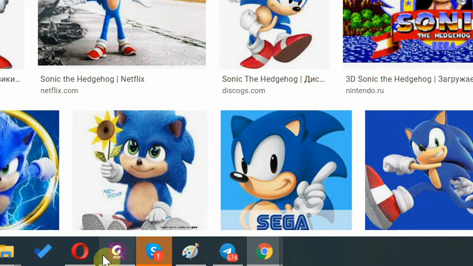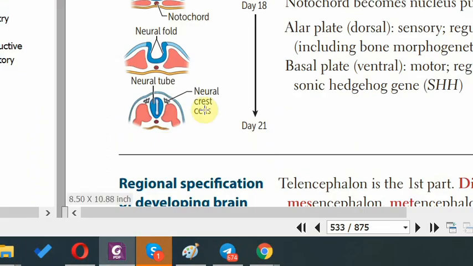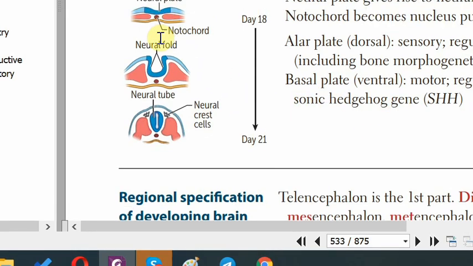And when he saw that, he was amused. He thought it was nice, so he named the factor Sonic Hedgehog. It also helped in the creation of the neuronal fold and the neuronal tube. So far so good, we are comfortable with this topic.